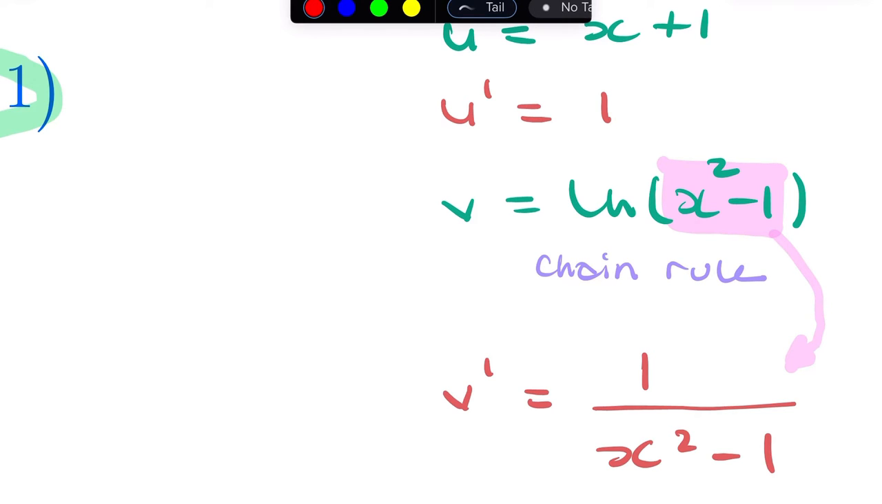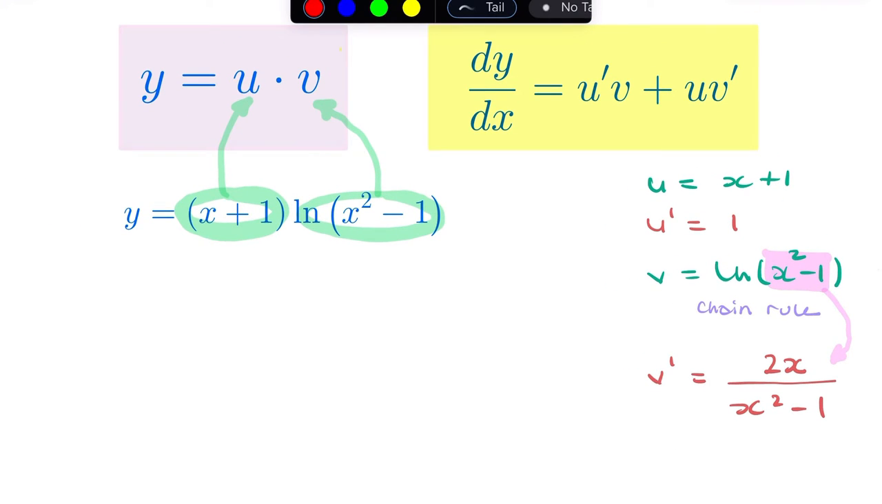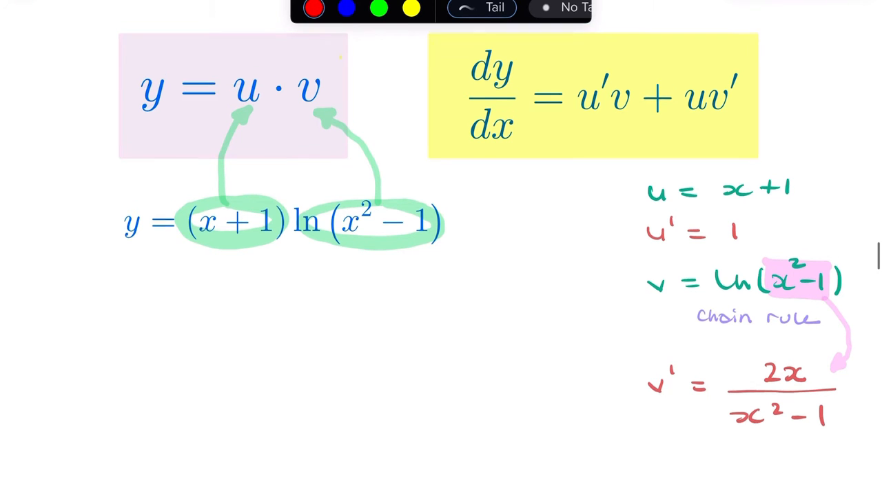So you want to multiply by the derivative of x squared minus 1, which is 2x. So we can put here multiplied by 2x. And when you have a multiplication by 1, you might as well not mention that and just keep the 2x. So that's the derivative of the natural logarithm. So ln x squared minus 1 gives you 1 over x squared minus 1 multiplied by the derivative of x squared minus 1, which is 2x.